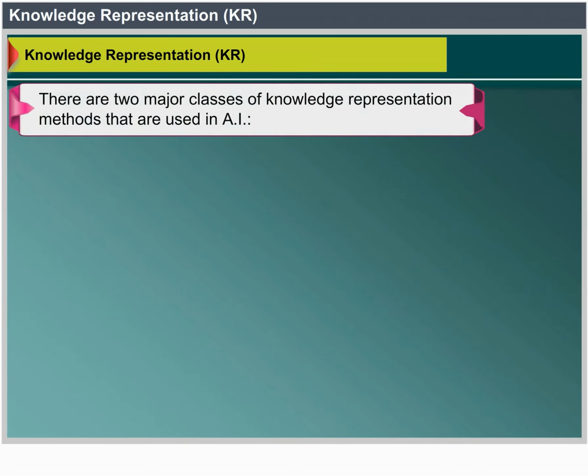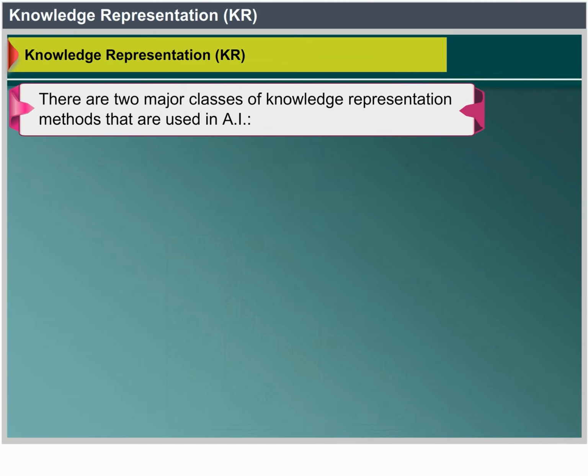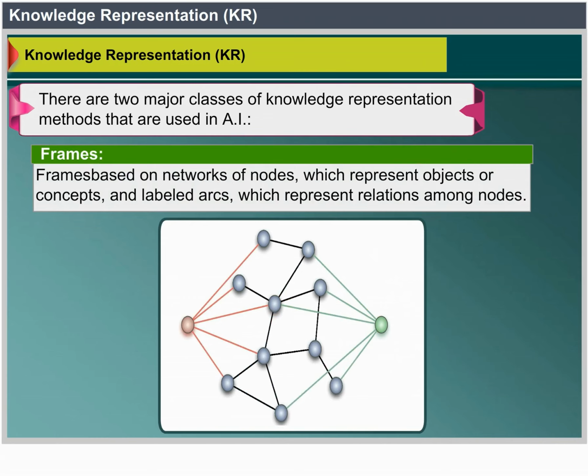There are two major classes of knowledge representation methods that are used in AI. Logic: methods based on mathematical logic, that is, first-order predicate calculus. Frames: methods based on networks of nodes, which represent objects or concepts, and labeled arcs, which represent relations among nodes.